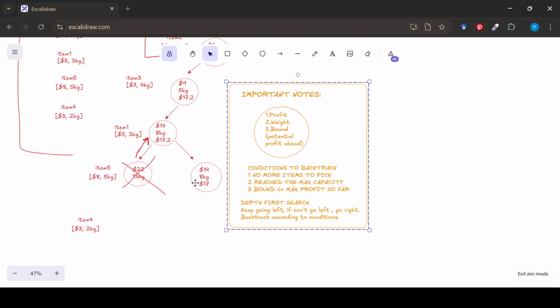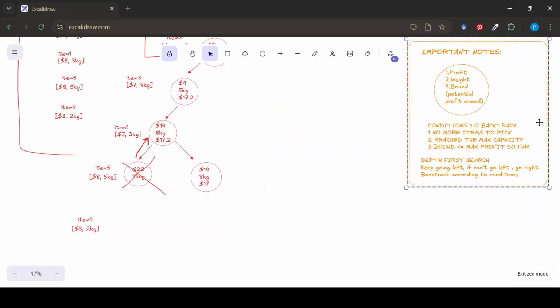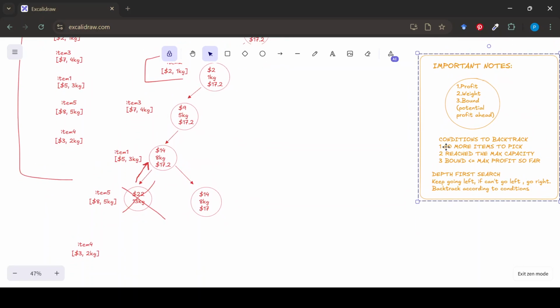Okay, we have more items to pick up, so that's okay. We have not reached the maximum capacity, so that's okay. And our bound is still greater than our maximum profit found so far. The maximum is 14, and we are saying that there is still some more profit left to be found. So let's continue with our depth first search.